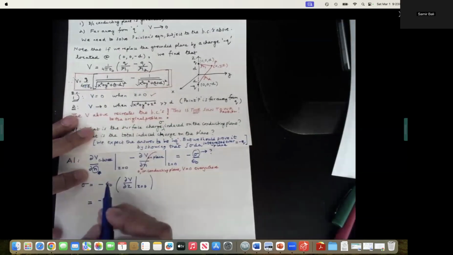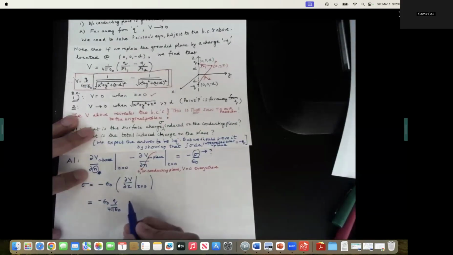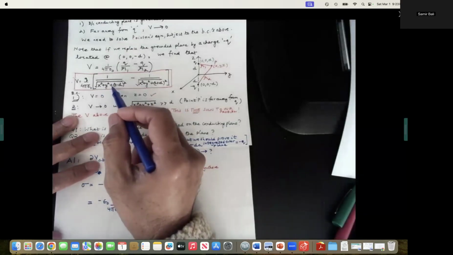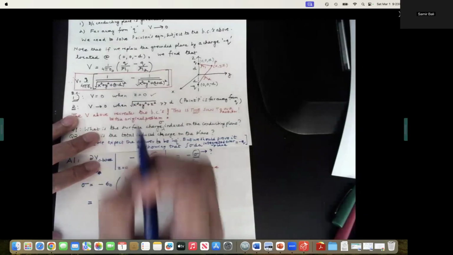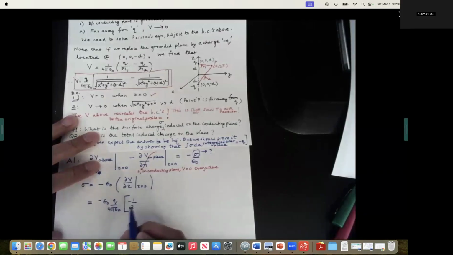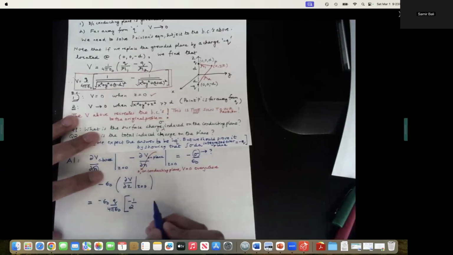I see a constant q divided by 4 pi epsilon naught. And then I just need to take the derivative with respect to z of this, and you know how to do that. You first take the derivative of that, so this is all this to the power minus half. So I would get a minus half, and then 1 upon x squared plus y squared plus z minus d squared, to the power 3 over 2.